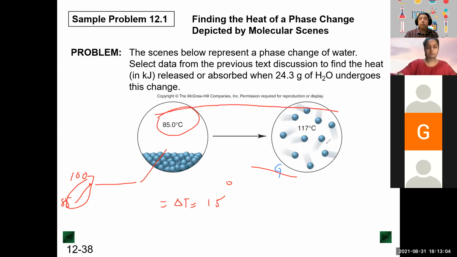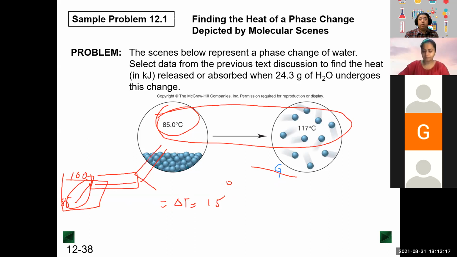If you went ahead and took the subtraction between this, it wouldn't make sense because you need to account for all three components. The first part is you're heating it up from 85 to 100. That's in the liquid phase. Then you're changing it from liquid to gas. And then finally, you're heating it from 100 to 117. So if you try to put it all together, you're not going to get the right answer.